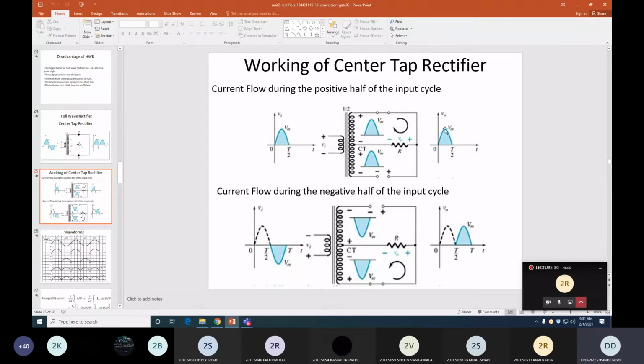Clear? But now consider the negative cycle of your supply. What will happen? The polarity changes on both sides, primary as well as secondary. So the upper terminal becomes negative with respect to the lower terminal.